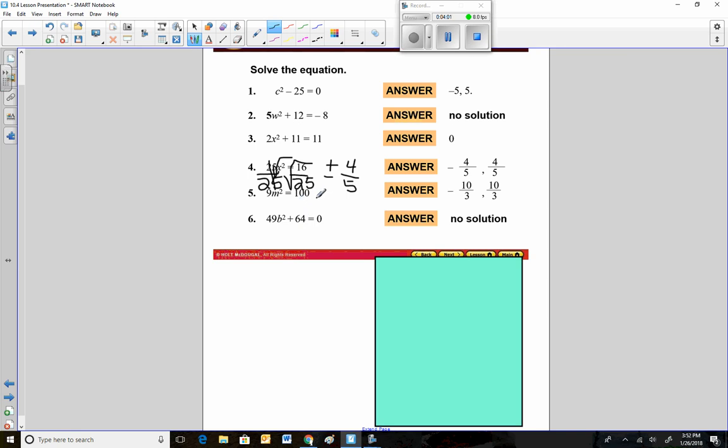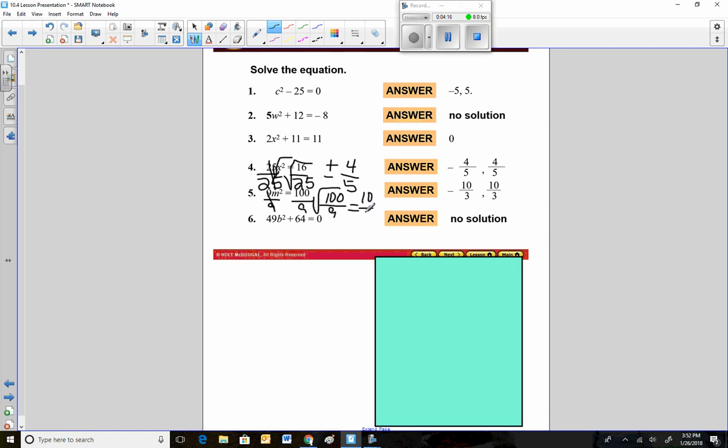This one, dividing by your 9, so we get 100. Divide by 9, because look, there we go. We got our m squared by itself. Now to undo the square, we square root it. Square root of 100 is 10.